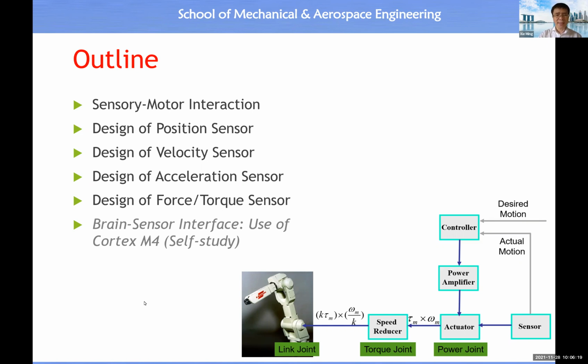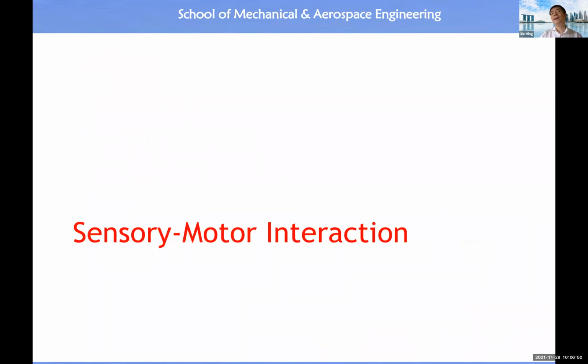All right, and another important aspect of hardware support to the implementation of a robot control system is this brain sensor interface. Here I will provide you additional material for self-study, and our recommendation for you is to make use of a Cortex M series microcontroller. All right. So let's start.